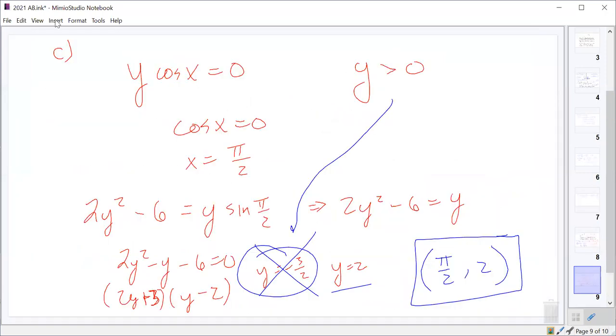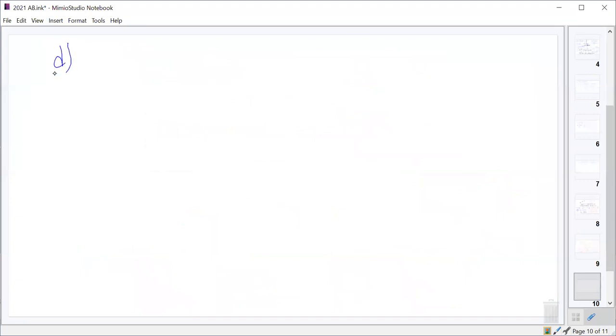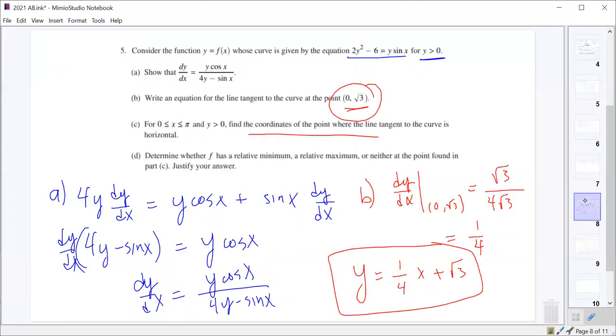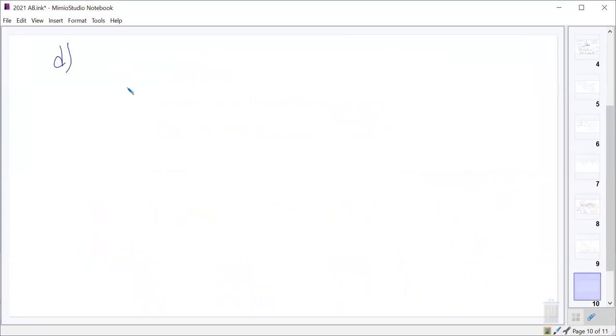All right, part D then. Part D says determine whether it's a relative min, max, or neither. Normally we do that with the sign chart, right? Actually, a sign chart might work just fine because we know that y is always greater than 0. So one option is a sign chart. This is not actually how I did it during fourth period, but let's do a sign chart. If x is pi over 2, we're talking about the interval 0 to pi, and we know that y is always greater than 0.